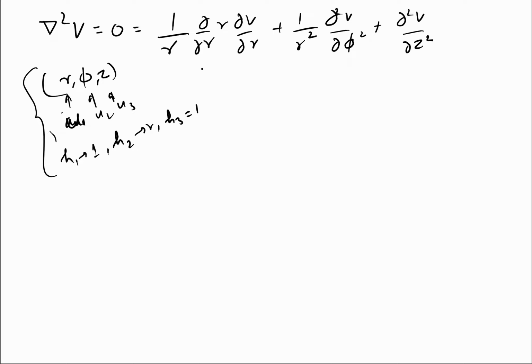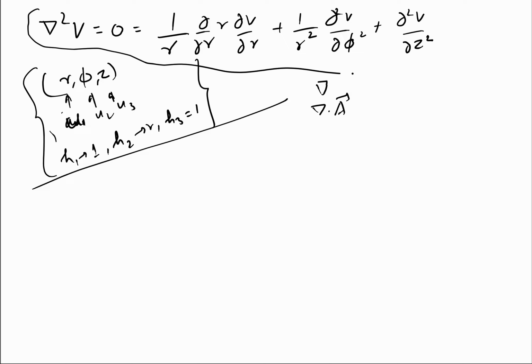So I told everything which you should know. Now we just need to apply the general form of the gradient as well as the divergence which we have written in the previous slides, and we can directly get the cylindrical coordinate system form of the Laplace equation as well as the Poisson's equation.